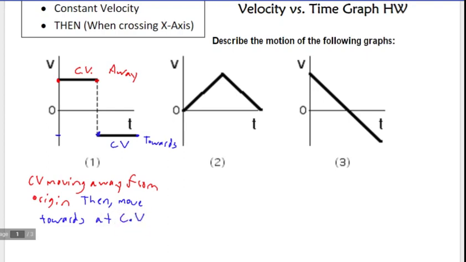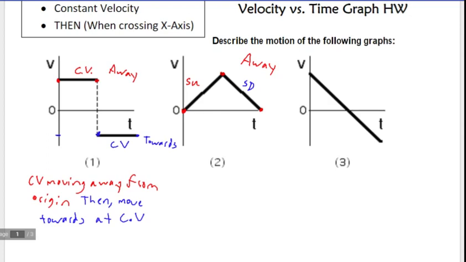All right, let's take a look at number 2 now. Number 2, I have some velocity that starts at 0, goes up here, and then back to 0. All these velocities are positive, meaning that they're all moving away. What I need to note, though, is that these are not horizontal lines, so they are not constant velocities. Therefore, when I go from 0 to some velocity up here, I'm speeding up. And when I go from some velocity up here back down to 0, I'm slowing down.